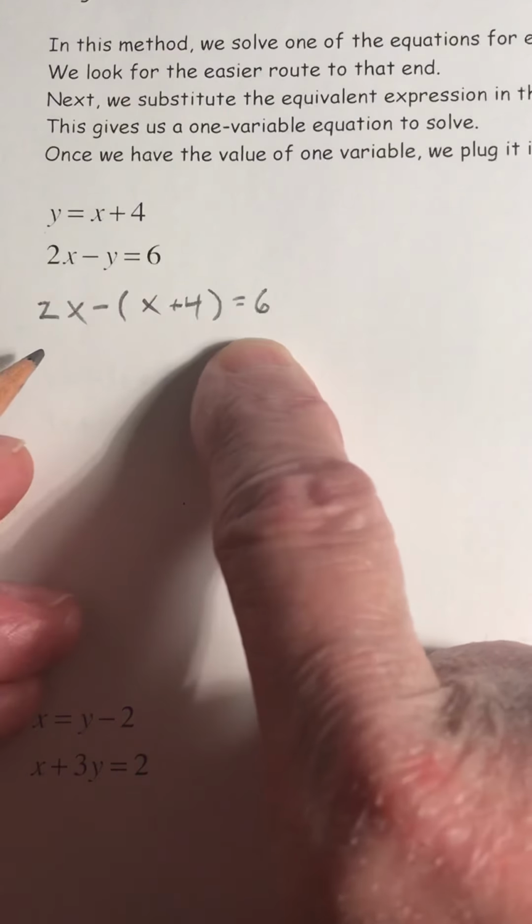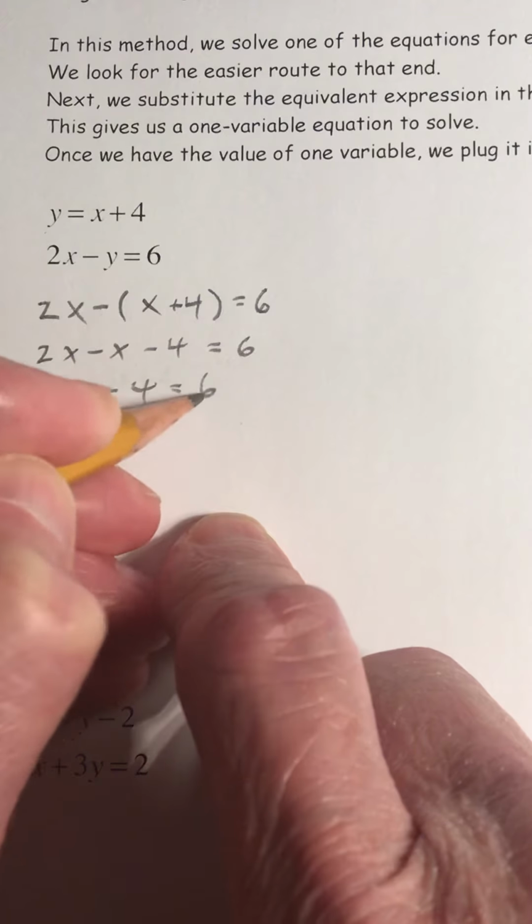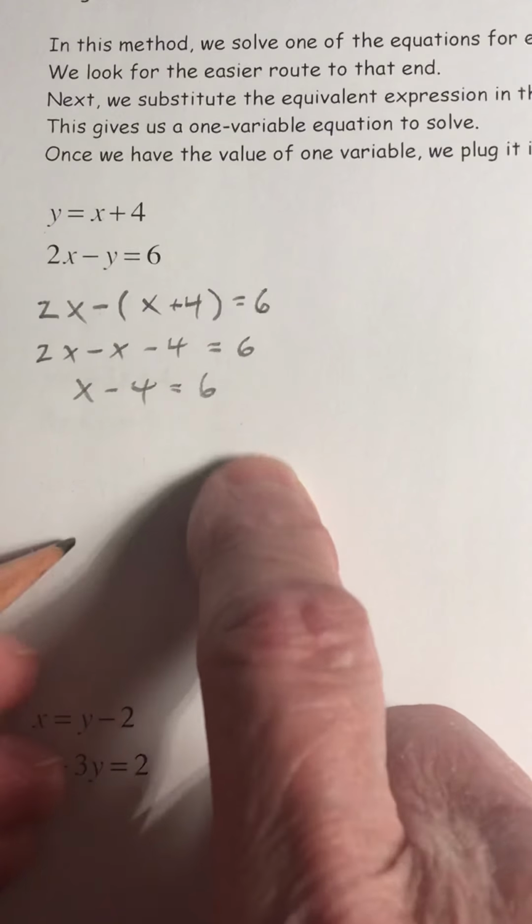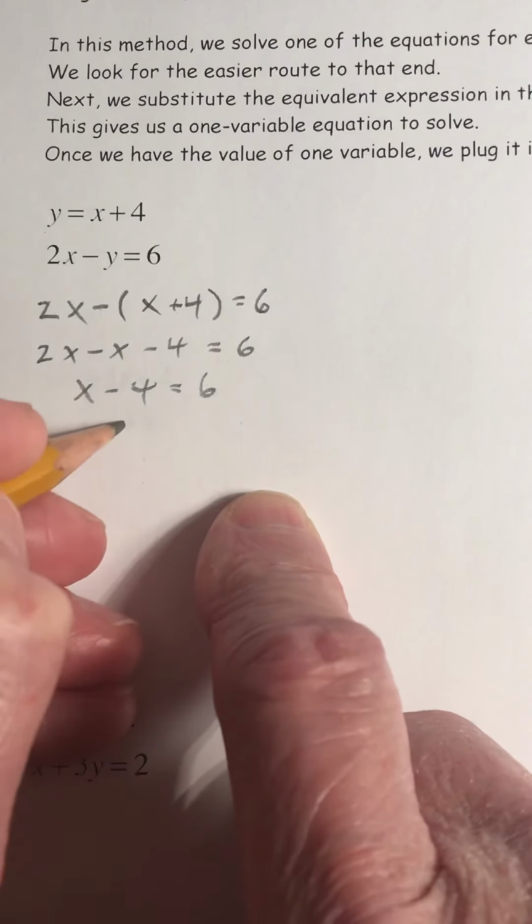Let's see how that goes. I've got 2x, take away the parentheses, so that's take away x, and it's also take away 4 equals 6. 2x take away 1x, that's just 1x. So I have x minus 4 equals 6. And now I would add 4 to both sides. And doing that makes it say x equals 10. So I've got part of my answer here. I know that x is equal to 10.